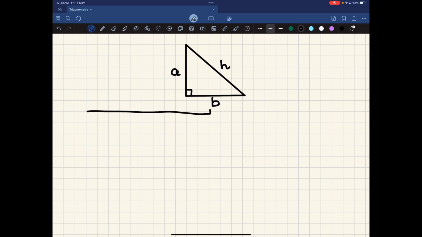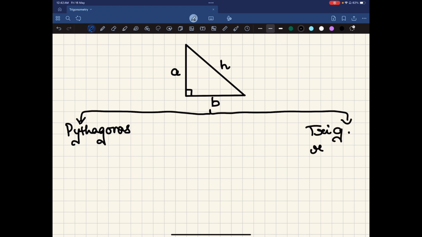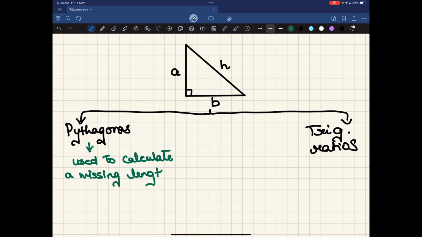Now, when we have right angle triangles, we can apply Pythagoras theorem, or we can apply trig ratios, trigonometric ratios. Okay. Pythagoras theorem is used to calculate a missing length of the right angle triangle. Okay. And trigonometric ratios can be used to calculate the length or an angle. Okay.